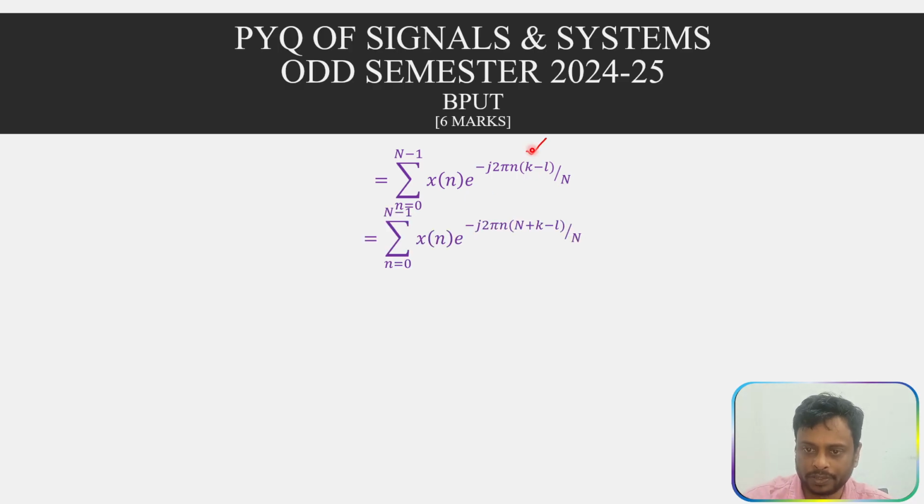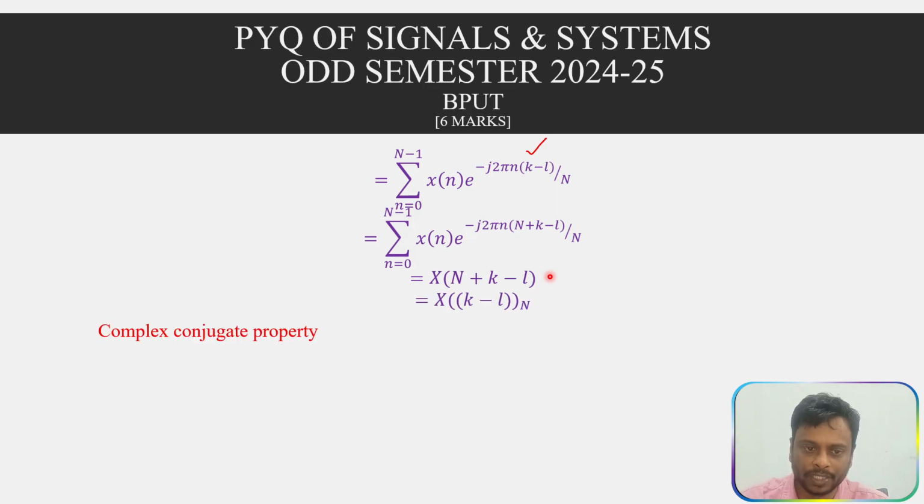Now you can write n, you can add n, because n and n gets you the same result. This equation and this equation are both the same. So now this is the DFT, that is x of n plus k minus n. This is n plus n minus n. So we have proved the circular frequency shift.